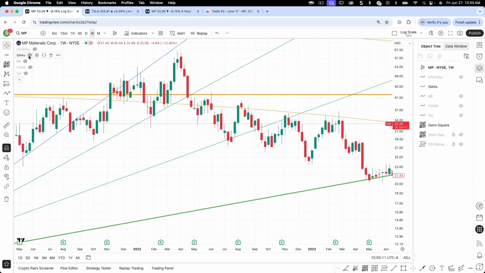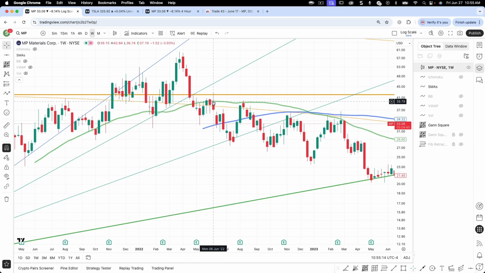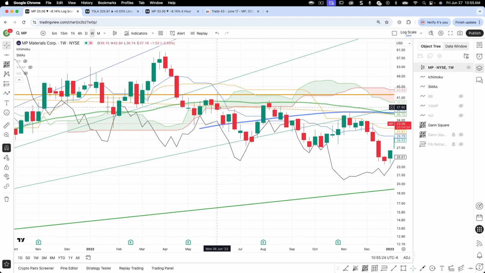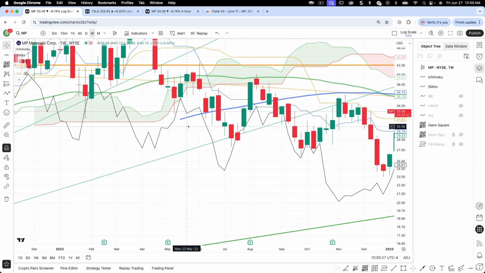And again, if we put on our simple moving averages, that's right where it was rejected at the 50-week moving average. And we don't want to muck up the chart too much, but right here we were rejected from the cloud, and right there, here we go. There's some great confluence here.